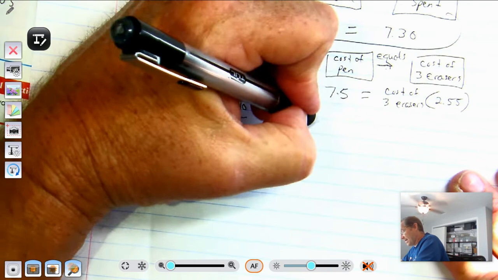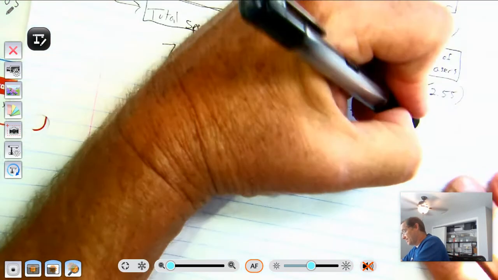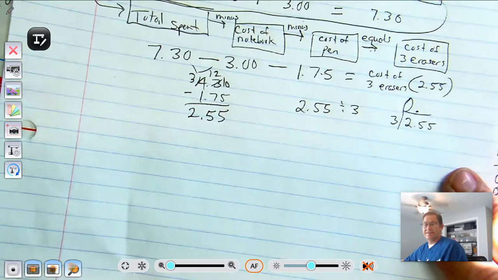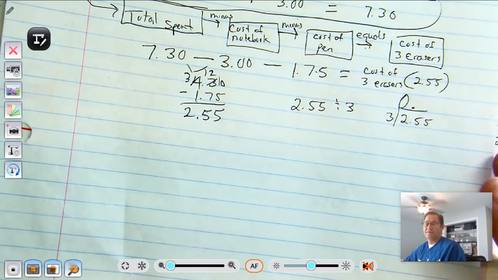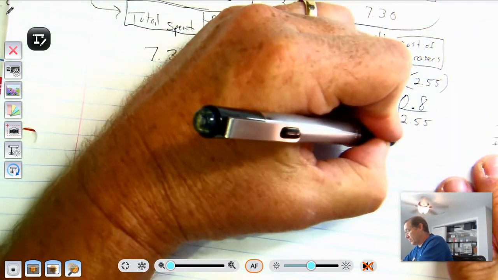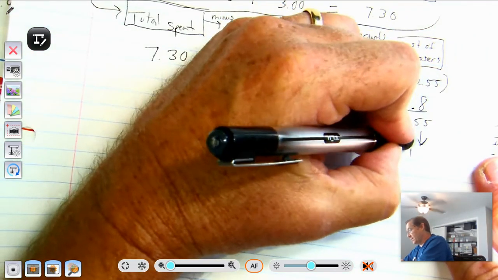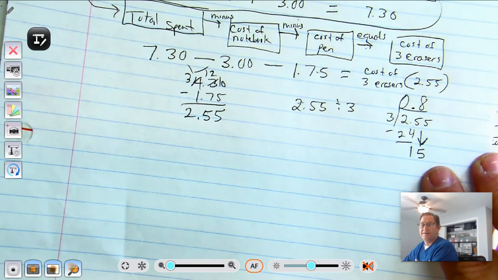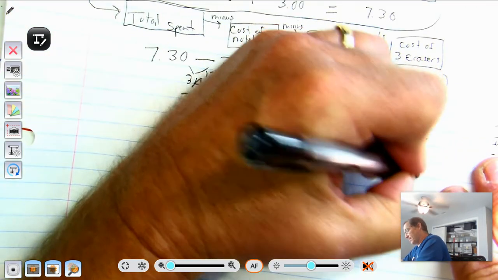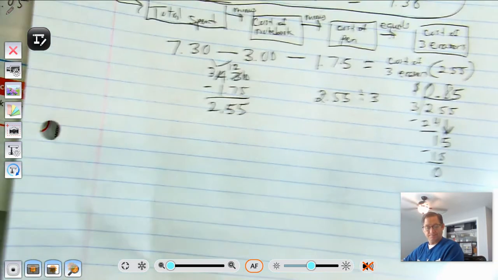But there's 3 of them, and it asks us to find the cost of 1. So it's $2.55 divided by 3. I know I can't put any of the 2 ones in 3 equal groups. So we're going to think of this as 25 tenths. 8 times 3 is 24. Subtract, we're left with 1/10. I can't share 1/10 with 3 groups. So I'm going to trade that for 10 hundredths and bring down the 5 hundredths. 15 hundredths divided by 3 is 5 hundredths. That leaves us with 0. So the cost of each eraser was 85 cents.